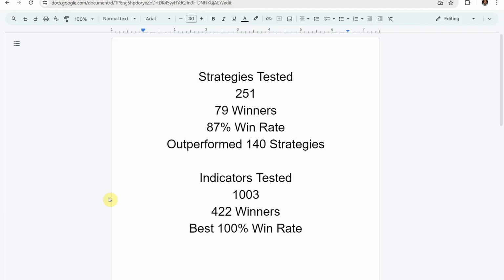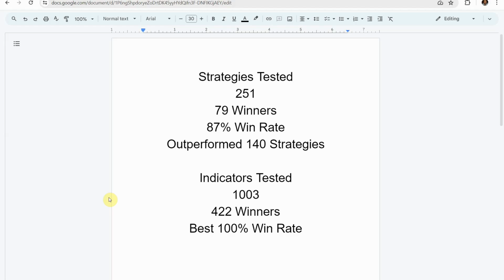Alright, as I said, today we will be testing a 5-minute crypto scalping strategy. Before we do though, I wanted to put the testing scoreboard up for everyone to see. So to date, we have tested a total of 251 different strategies, with 79 of them being winners. The best one so far was able to achieve an 87% win rate. That was achieved using the Academy of Forex indicator.